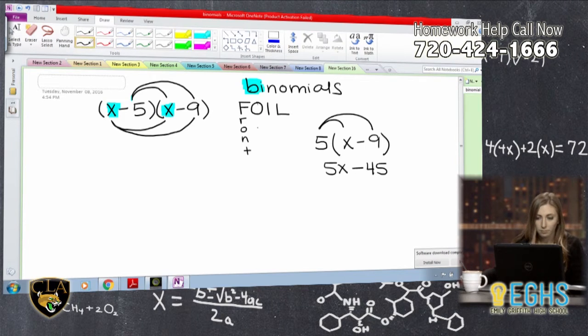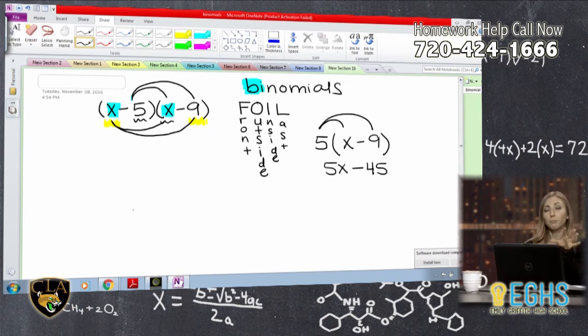My O stands for outside. So these would be the 2 on the outside. So I would say the x times the negative 9. The I stands for inside. So they would be the 2 on the inside, so the negative 5 and the x, and the L stands for last. So the negative 5 and the negative 9.